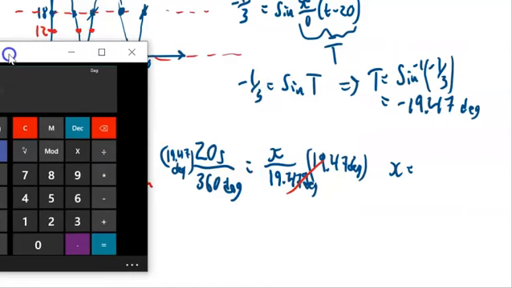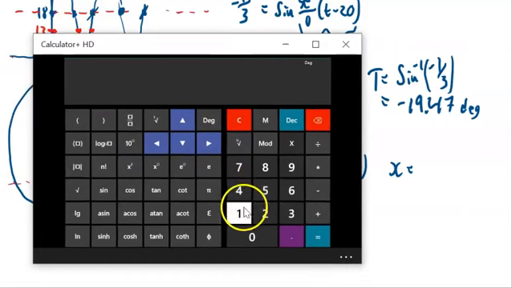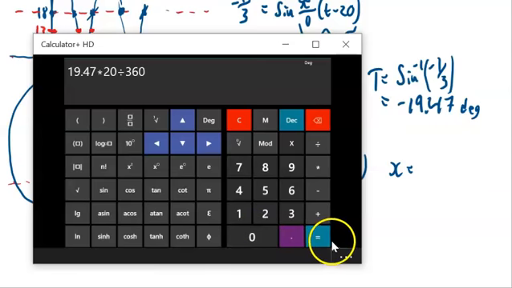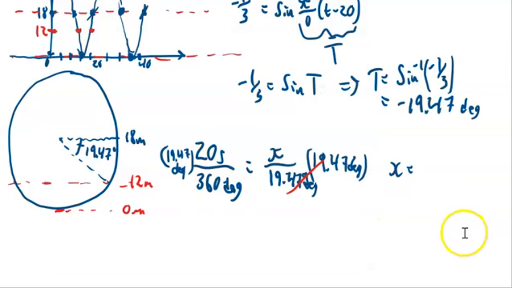Wrong calculator. So 19.47 times 20 divided by 360 is 1.08 seconds. So it takes 1.08 seconds. But what about if the rider keeps going? The rider will be at 12 meters a little bit later here too. So let's find out what time that is.